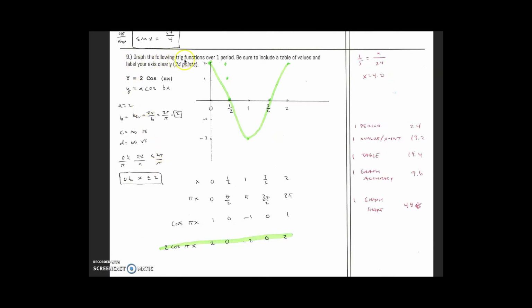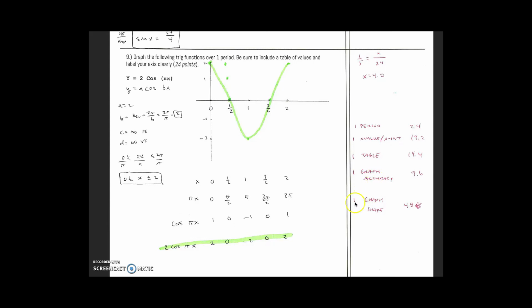Question: graph the following trig functions over one period. Be sure to include a table of values and label your axis clearly. This is out of 24 points. There were 5 criteria that I was looking for. You're looking for the period. I'm looking for the x values or x-intercepts. 1 point for the table. 1 point for an accurate graph, like you knew if it was sine, cosine, or tangent.